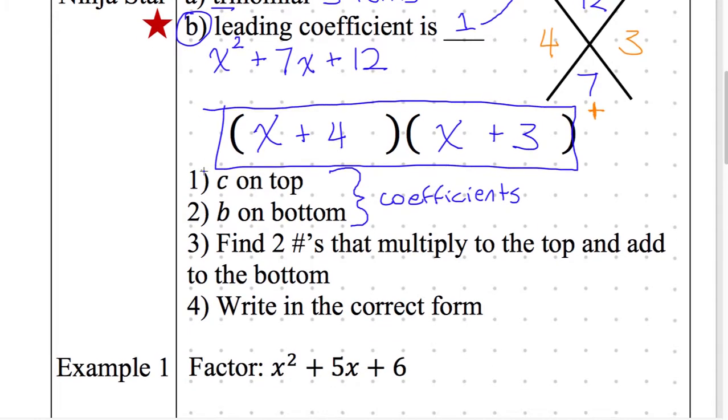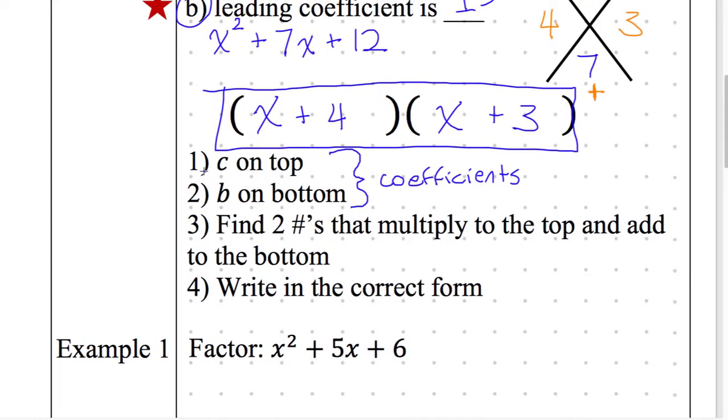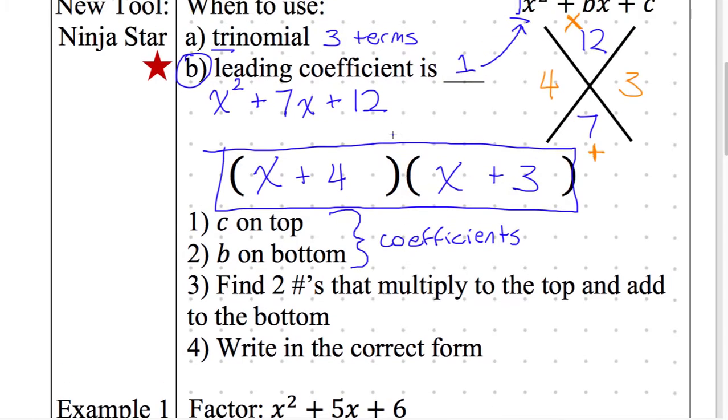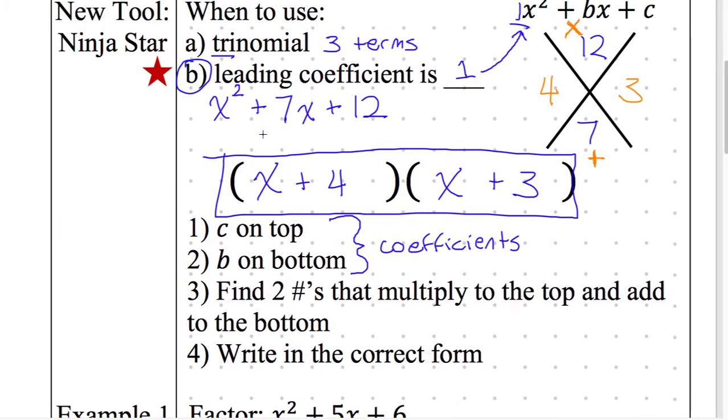All right, let's see how well we can apply this ninja star. Yes, Sergio. X and x are the x squared. Yep, so x times x will give us x squared if we were to multiply this back out. So this x squared plus 7x plus 12 factors to x plus 4 times x plus 3 using this ninja star tool. Eventually by Algebra 2 and maybe by the end of Algebra 1, you'll be so good at these that you can start doing them in your head without using a ninja star.